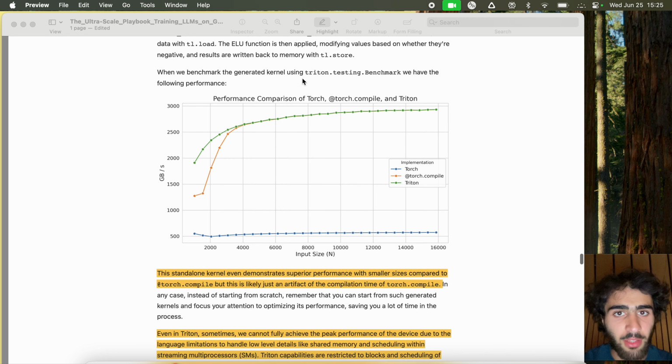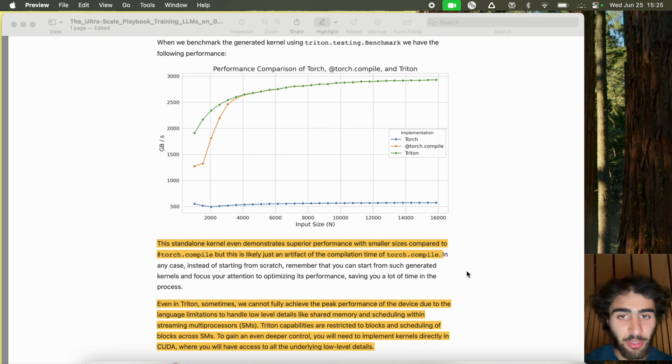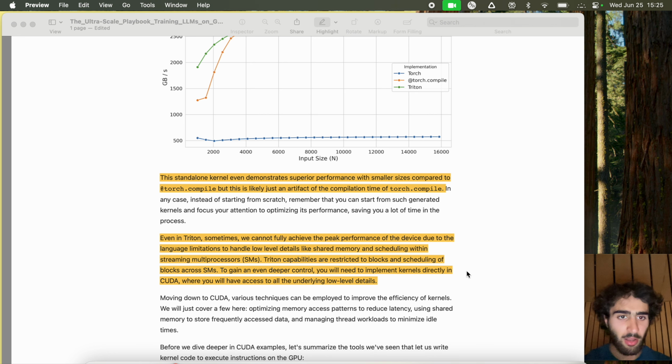And if you benchmark the Triton kernel just as it was generated by torch.compile versus just the torch.compile decorated version, the standalone kernel is superior with smaller sizes, and this is likely due to the compilation time of torch.compile. So if you're dealing with smaller input sizes, then you could just get the Triton kernel generated by torch.compile and use that out of the box.